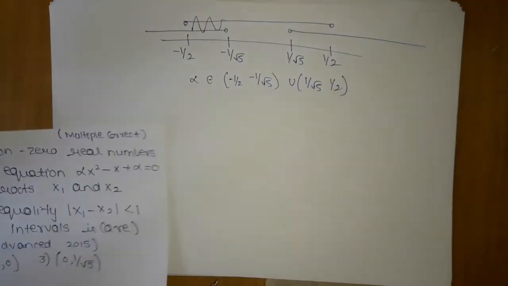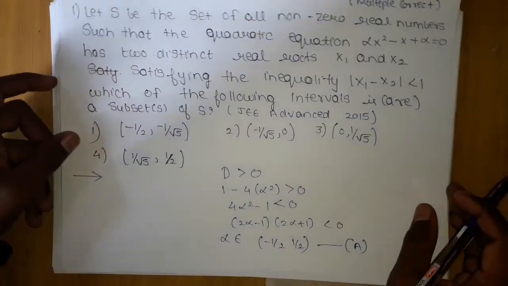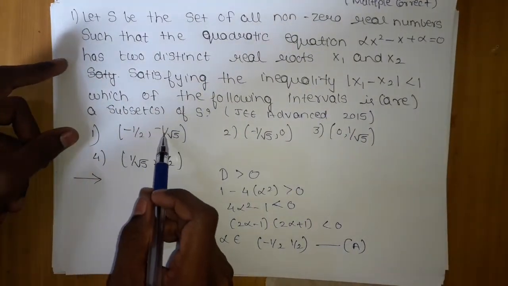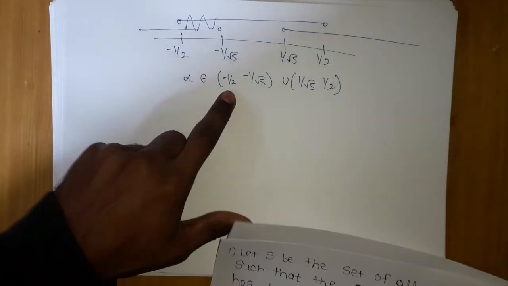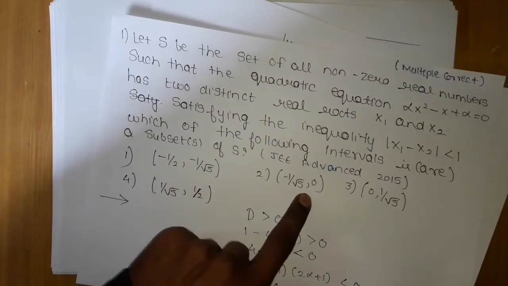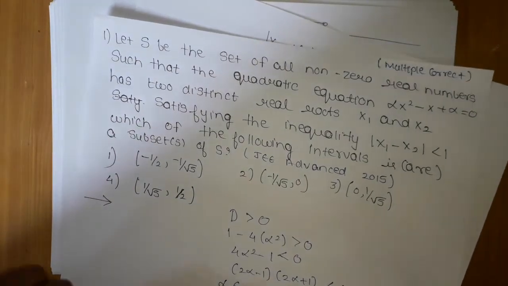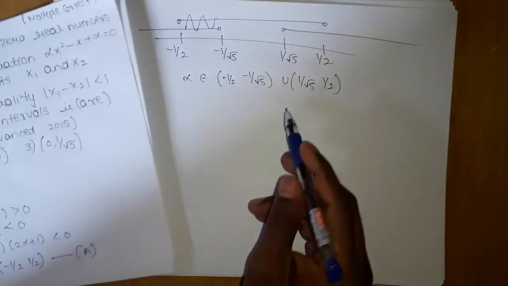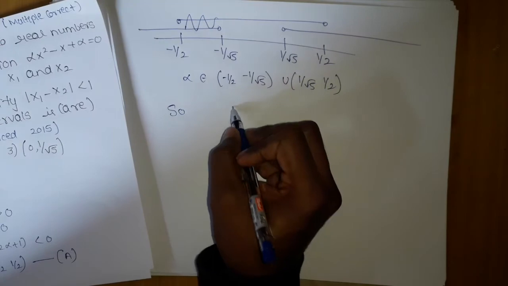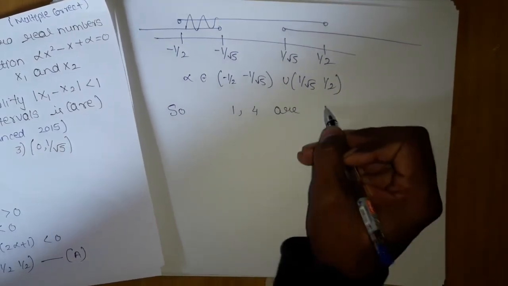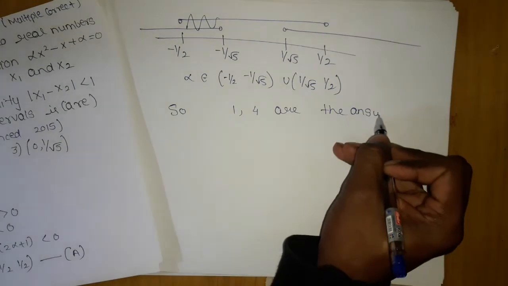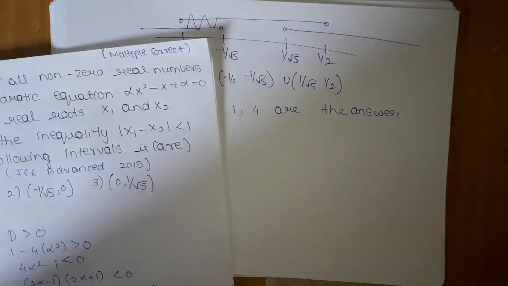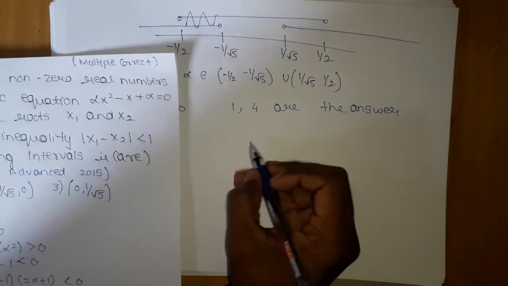Now let's check which subsets are possible in the options. The first option says minus 1 by 2 to minus 1 by under root 5. Yes, it is possible, on the left side. The second option is wrong. It says minus 1 by under root 5 to 0. Wrong, 0 is not included. The options with 0 can be neglected, these are wrong. Now 1 by under root 5 to 1 by 2, this is the right part. So this was a multiple correct question, and options 1 and 4 are the answer. Okay, we are done with this question. This question was from JEE Advanced. So first and fourth are the answer.